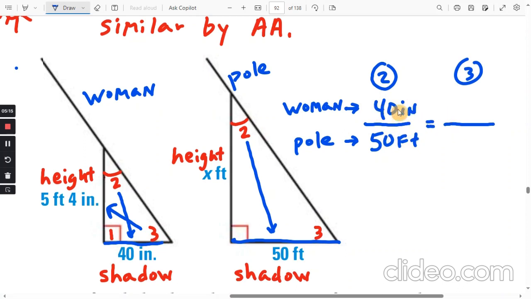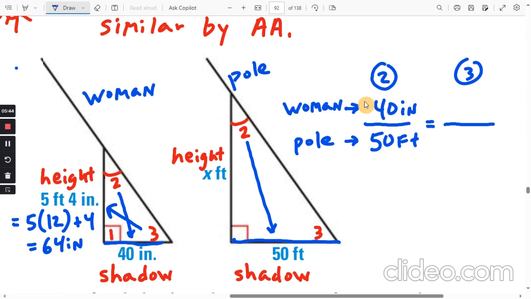Now, see, this is in inches right here. I don't want to mix feet and inches. So let's make it just plain old inches. How many inches are in a foot? 12. So how many inches are in 5 feet? It's going to be 5 times 12 plus the 4 inches, right? 5 feet is 5 times 12 inches plus 4. That's going to be 60 plus 4, or 64 inches.